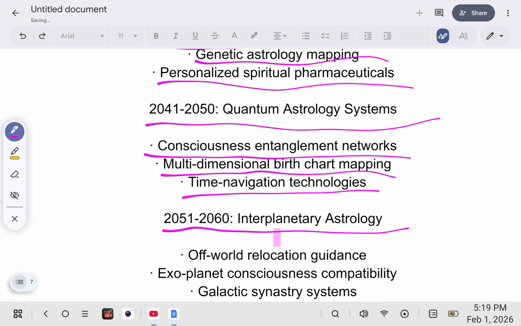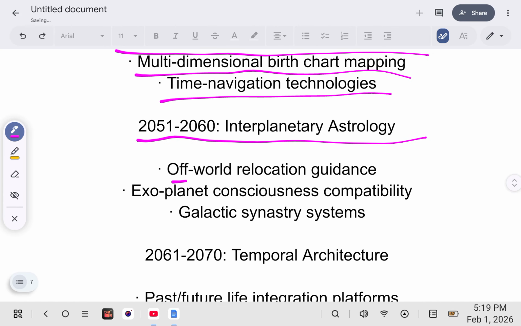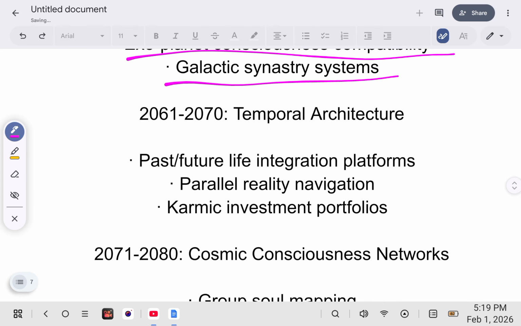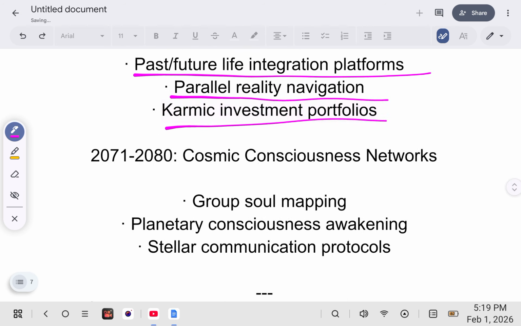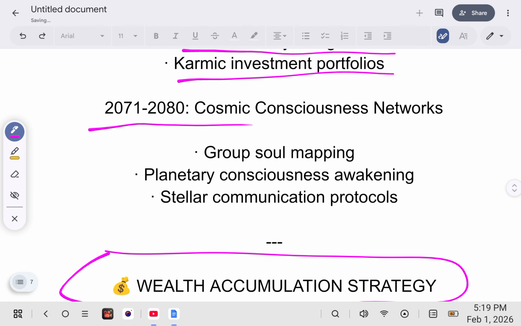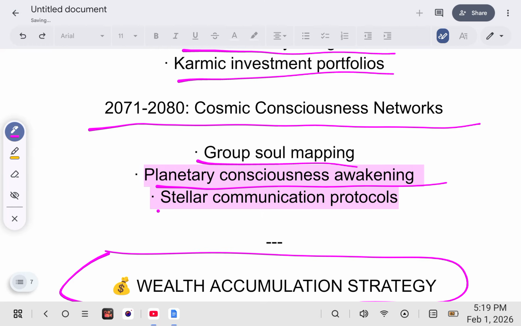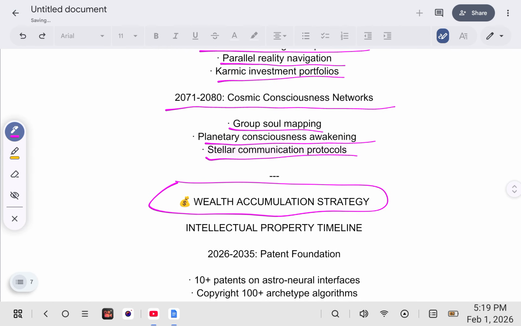2051 through 2060, interplanetary astrology, off-world relocation guidance, exoplanet consciousness compatibility, galactic synastry systems. 2061 through 2070, temporal architecture, past-future life integration platforms, parallel reality navigation, karmic investment portfolios. 2071 through 2080, cosmic consciousness networks, group soul mapping, planetary consciousness awakening, stellar communication protocols.